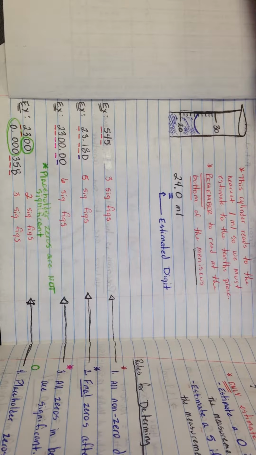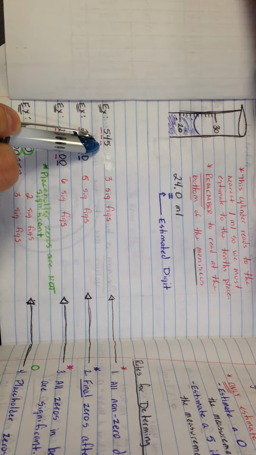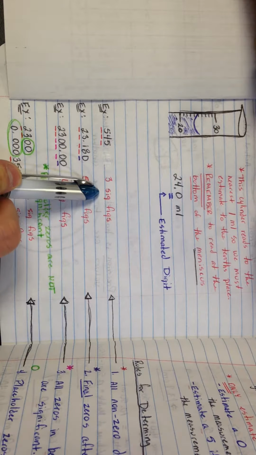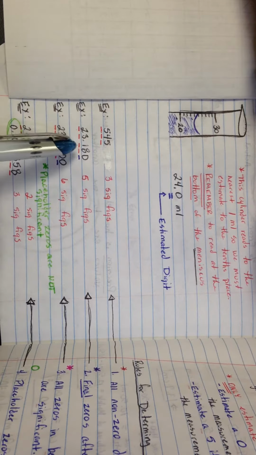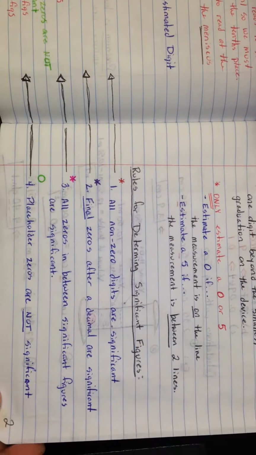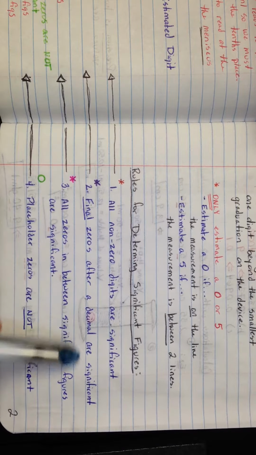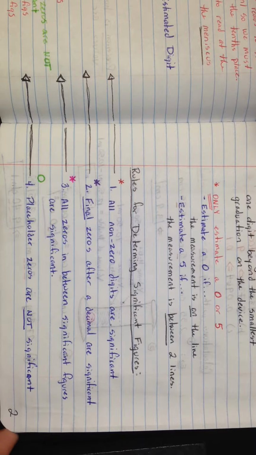So I'm going to switch back and forth between the right and the left. So example number 1 over here, the number is 545. That would be 3 significant figures because all of those are non-zeros and all non-zero digits are significant. Back to the right side of the notebook, rule 2 says that final zeros after a decimal are significant.